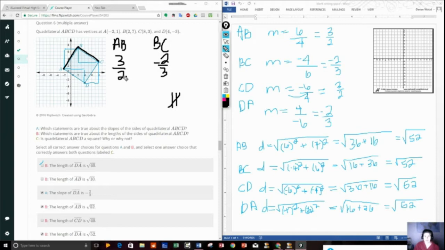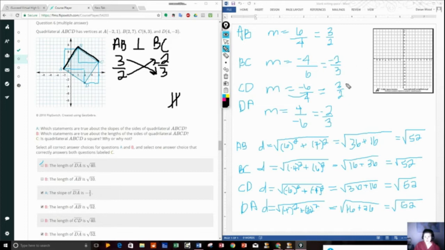Perpendicular, do they have opposite signs? Yes, and are they reciprocals? Did the numerator become the denominator and the denominator become the numerator? Yes, so they are opposite signs and reciprocals. So yes, they are perpendicular. And then by observation, let's go through the other sides.